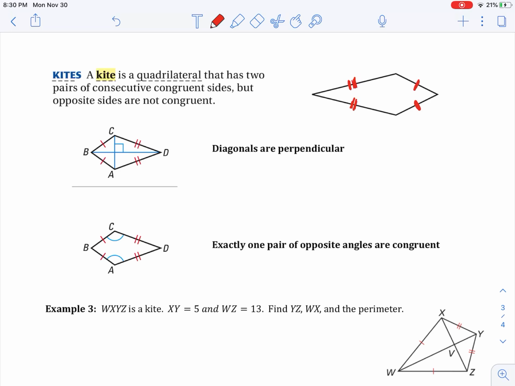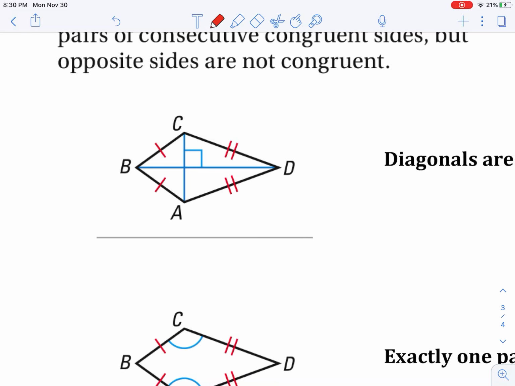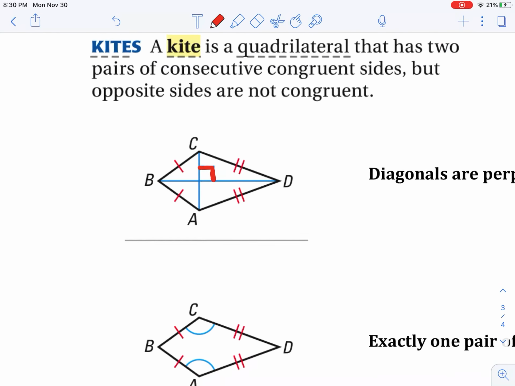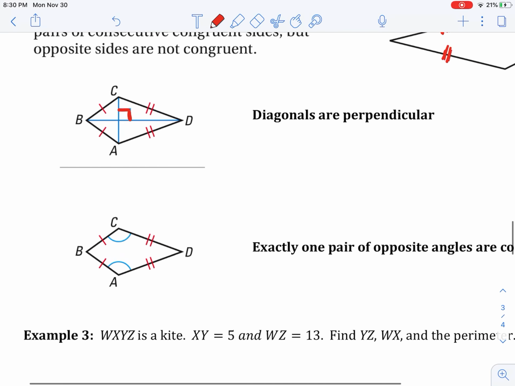What else is special about a kite? What else is special about a kite is that your diagonals are perpendicular. Notice in this picture here, they threw in those blue lines in the middle. And again, when you go from vertex to vertex and put those lines through the middle of a shape, you're creating diagonals. See the box in the corner? They put the box in the corner to show that the diagonals are meeting at a right angle. So that's one thing that's special about kites.